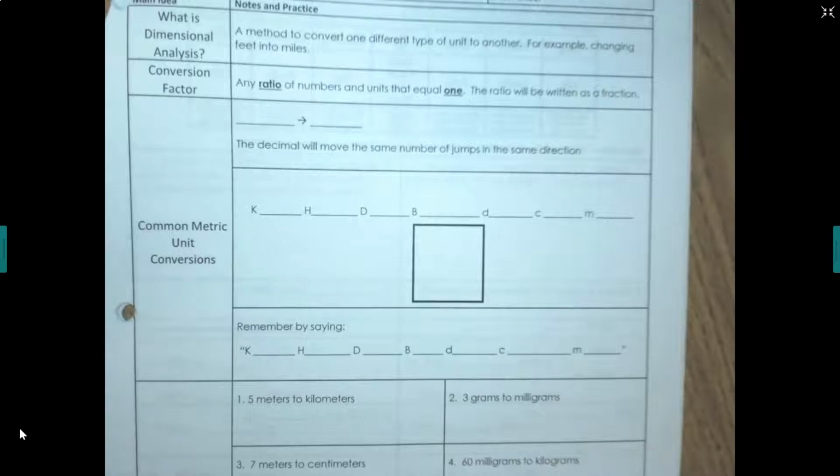Alright, so previously we've discussed what dimensional analysis is. It's a method to convert between different types of unit, for example, changing feet into miles. And to do this, you would use a ratio that equals 1. And we did that in our previous video about standard unit measures.